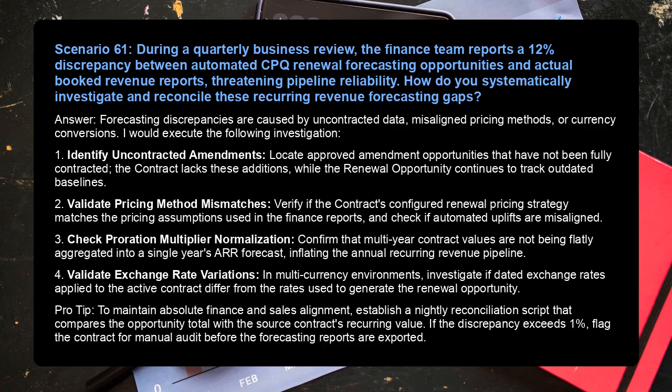4. Validate exchange rate variations. In multi-currency environments, investigate if dated exchange rates applied to the active contract differ from the rates used to generate the renewal opportunity. Pro tip: to maintain absolute finance and sales alignment, establish a nightly reconciliation script that compares the opportunity total with the source contract's recurring value. If the discrepancy exceeds 1%, flag the contract for manual audit before the forecasting reports are exported.